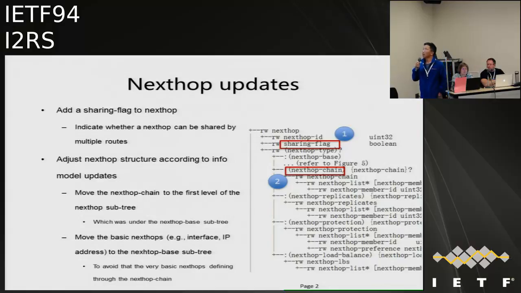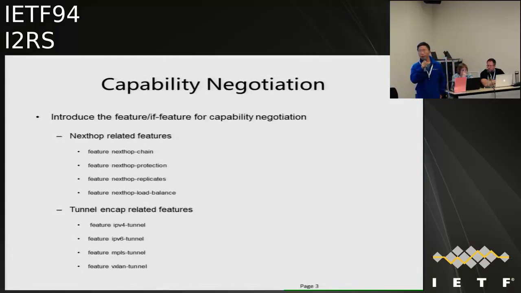Next slide. Another update made to this version is that we changed the way to implement the capability negotiation. In the last version, we used a container to list what features are supported. In this version, we use the feature and if-feature statements to implement this. This is a more elegant way to support this capability negotiation. Next slide.